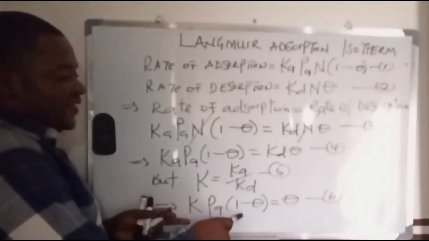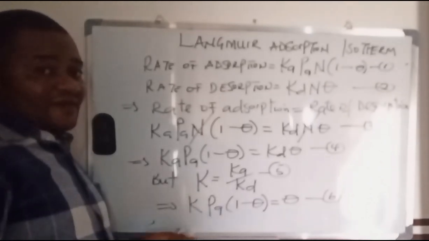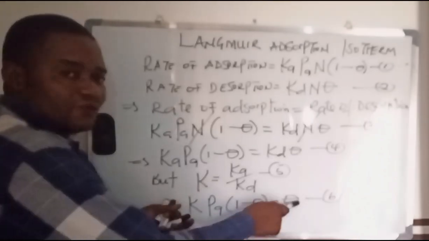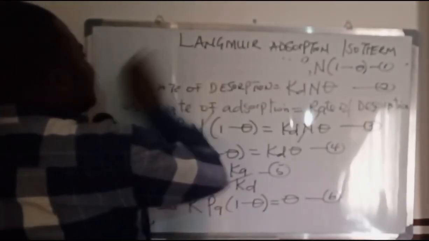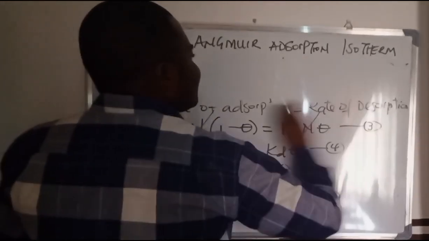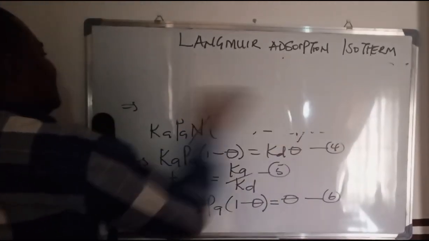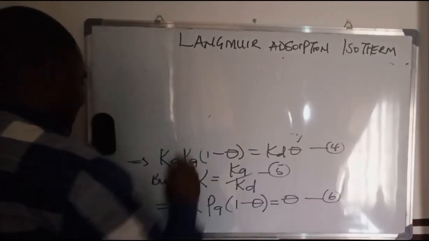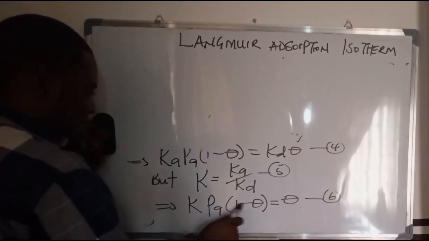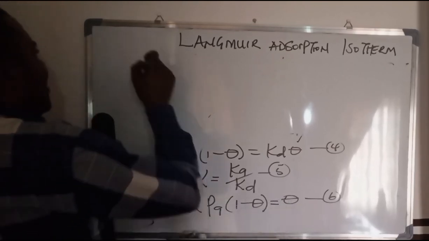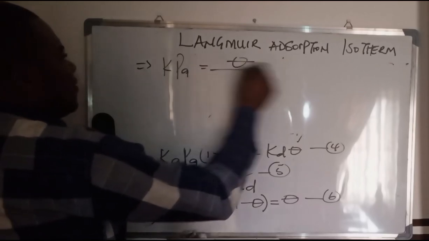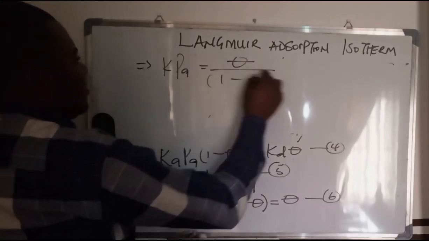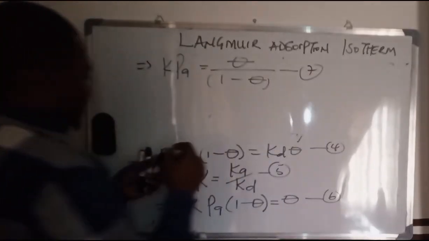Now when we arrive here, we will collect like terms. We will send the theta factors to the right. So to send the theta factor to the right, that means we move this theta factor to the right. So we now have what? We now have KPa is equal to theta all over what? 1 minus theta.